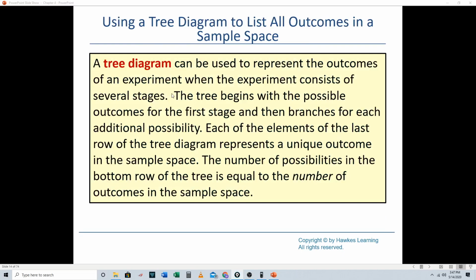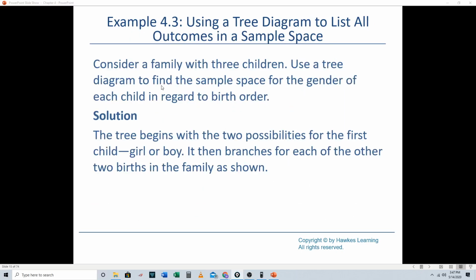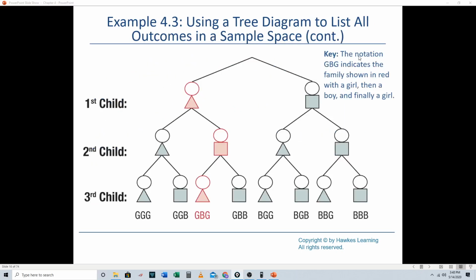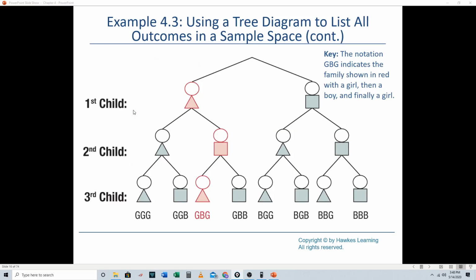A tree diagram can be useful. It's kind of a pain, but you can do one. I don't think you're going to have to do one on the homework, so I'm just going to move on. Not going to stress it too much. Well, let me go ahead and go through it. So this is finding the sample space for a family with 3 children, writing a sample space for the genders of the children. And we're just going to go with the biological gender of girl or boy.